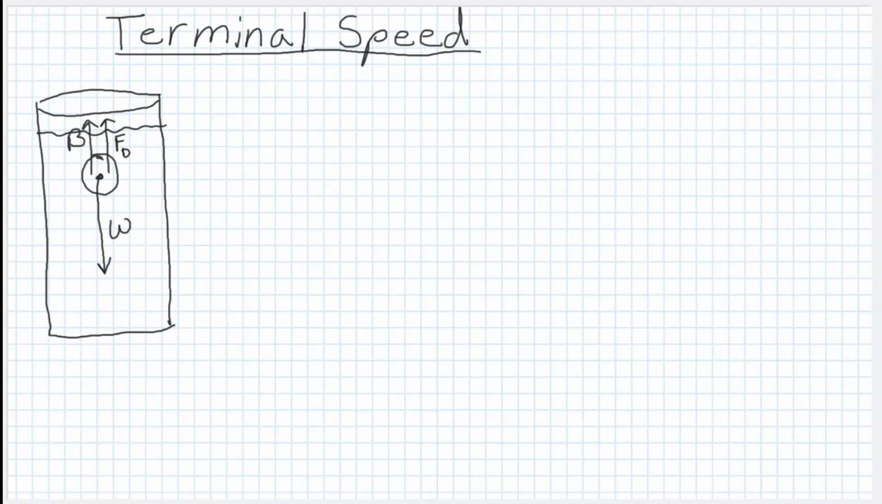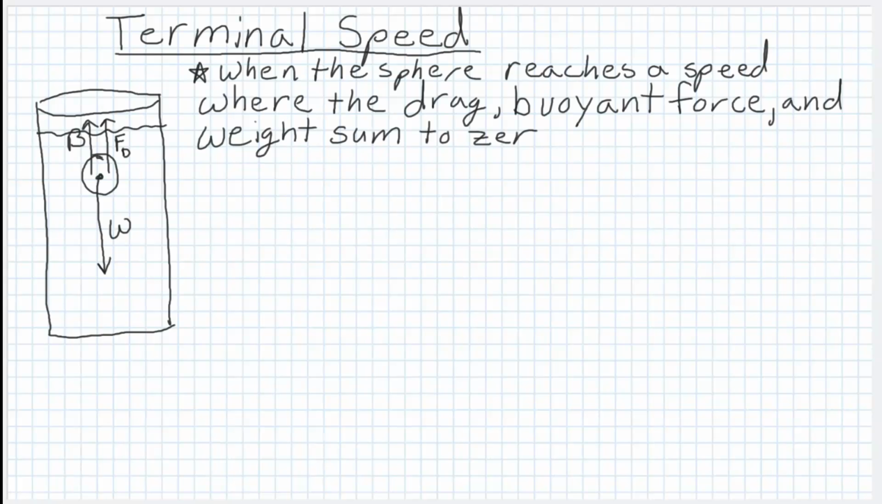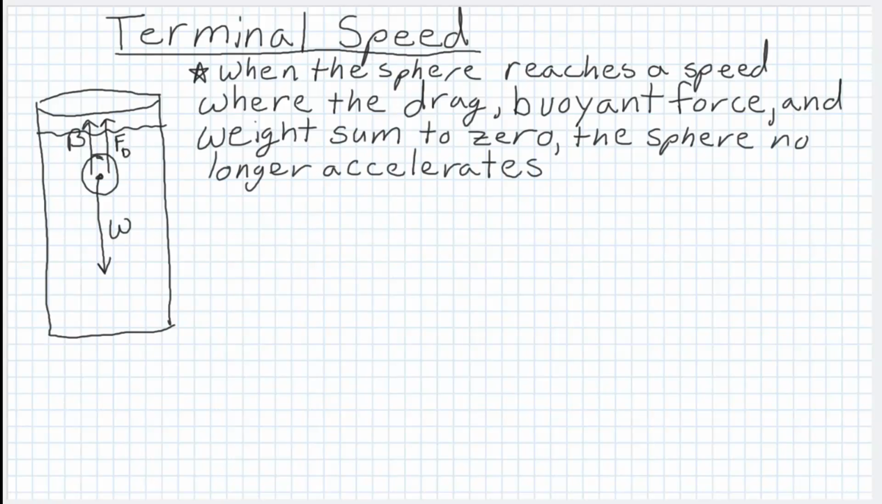Now the drag force is going to increase with the speed of the falling sphere until it reaches something we'll call terminal speed. And the reason it reaches terminal speed is because the drag, the buoyant force, and the weight sum to zero, meaning there's no net force acting on the sphere, so it no longer accelerates. Therefore, it continues falling at a constant velocity, which we once again call terminal speed.